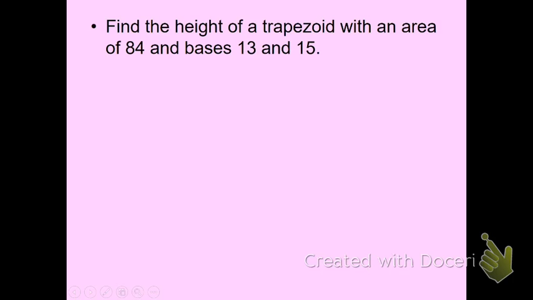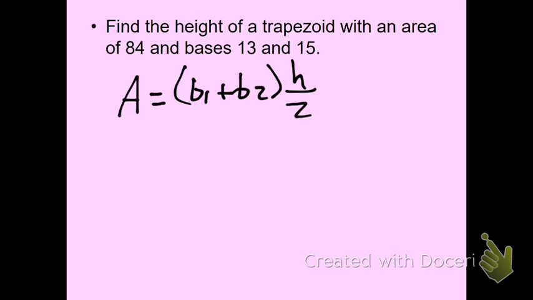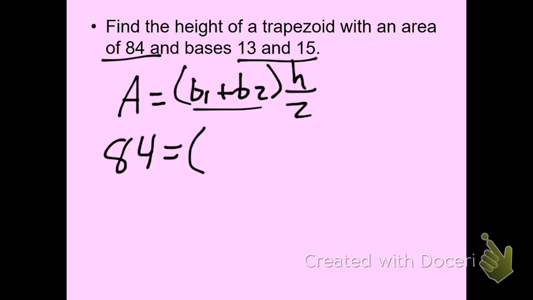Okay, another one. Now we have to find the height, but we have the area. So if we just write out the formula here, area is equal to base 1 plus base 2 times the height over 2. Alright, we know that the area is 84, so we'll plug that in for A. We know the bases are 13 and 15, so if you add those together, that comes out to be 28 times the height over 2.